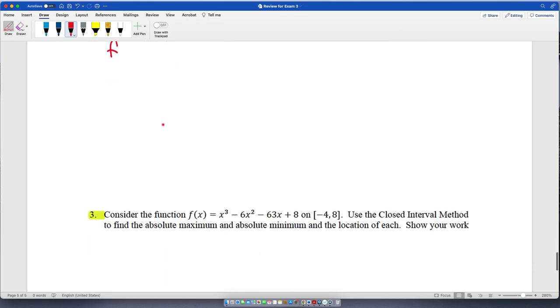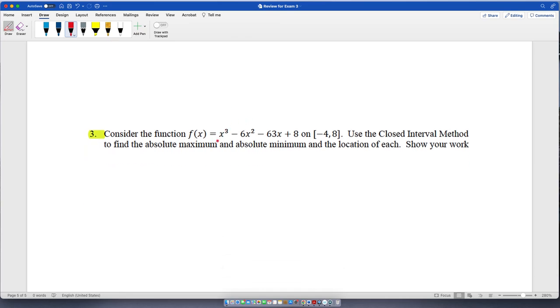And then the last one, we're given a function. What's the closed interval method for finding maximums and minimums? Find the endpoints and find any places the first derivative equals zero, and figure out which ones are your absolute minimums and absolute maximums. So it's just that: don't forget about the endpoints. Again, I'll make little videos for the last two and post those along with this, but know those and you'll be golden.